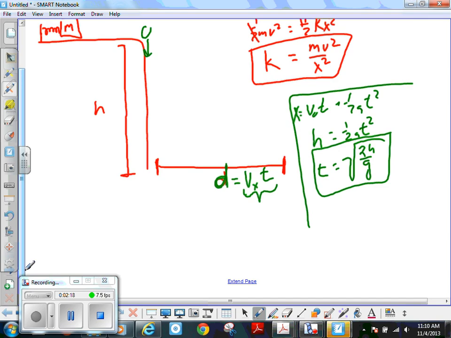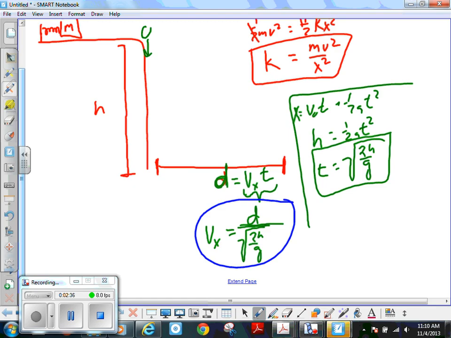So if we look at this, we can solve for velocity in the x direction, and that would be d divided by the square root of 2h over little g. And that could be our definition right there of velocity in the x direction. Do you agree with that, everybody? Okay, so now that velocity is going to come out from this spring energy, right? So this velocity here then is that velocity.